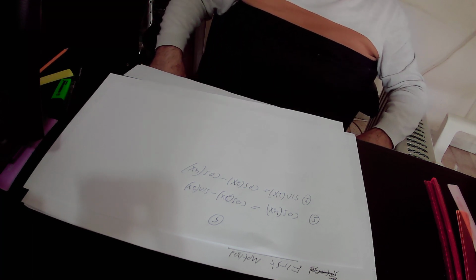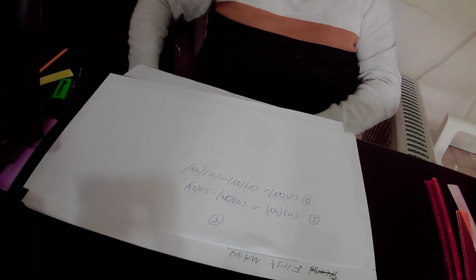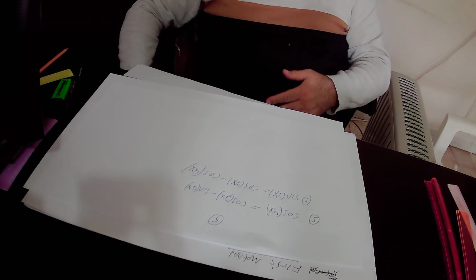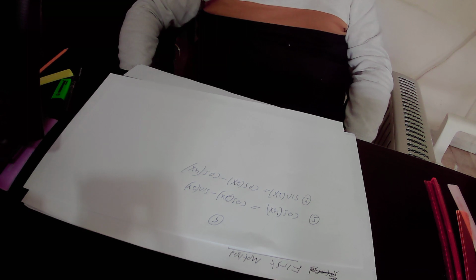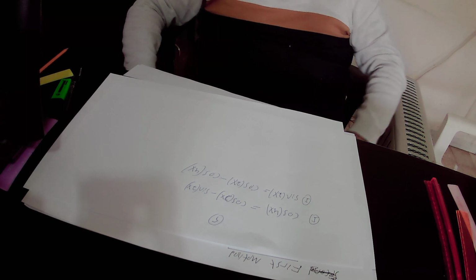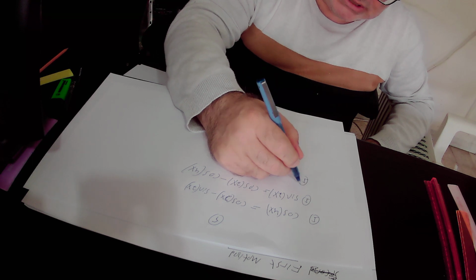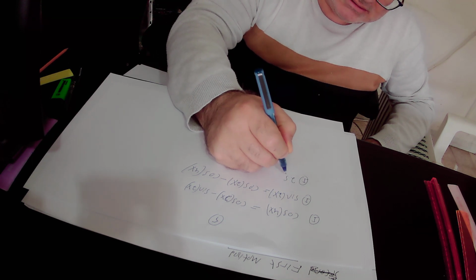We have the trigonometric identity that sine 2 alpha equals 2 sine alpha cosine alpha. Therefore, sine 2x will be equal to 2 sine x cosine x.